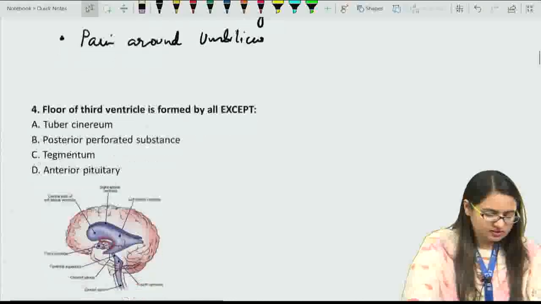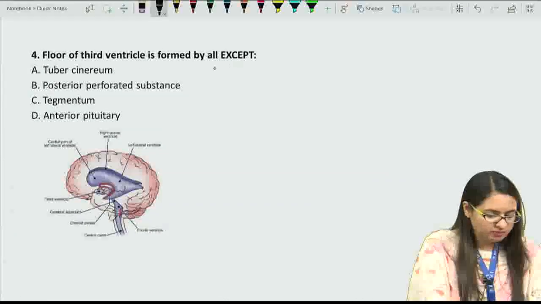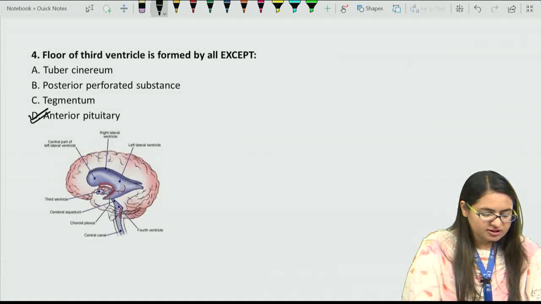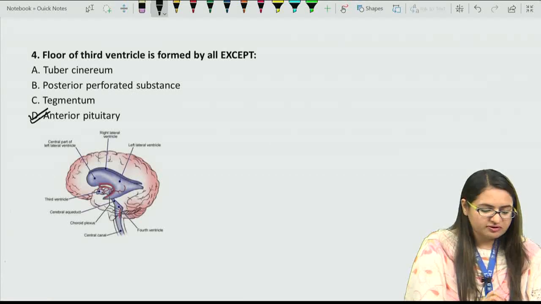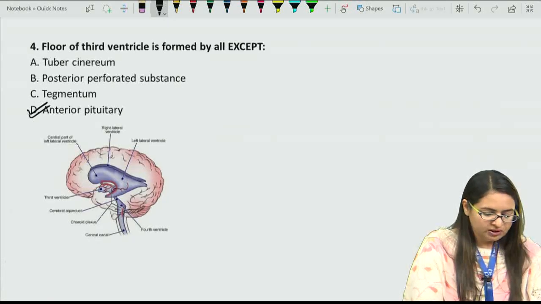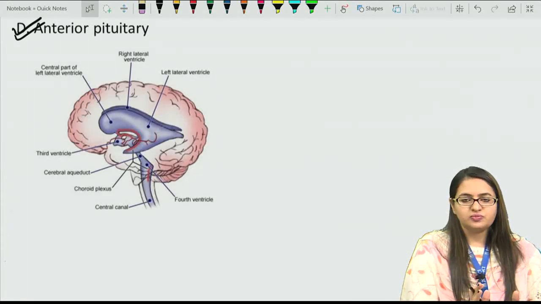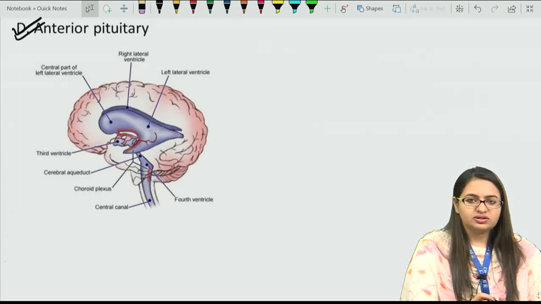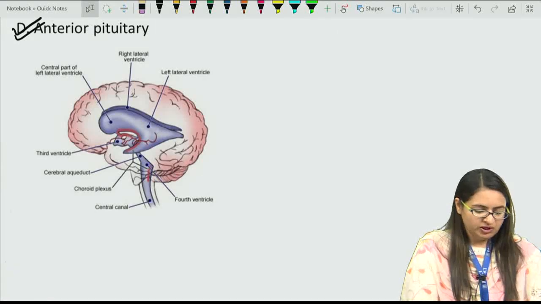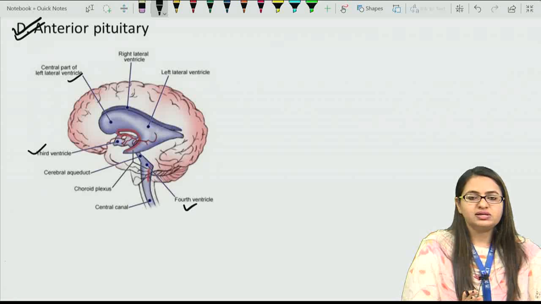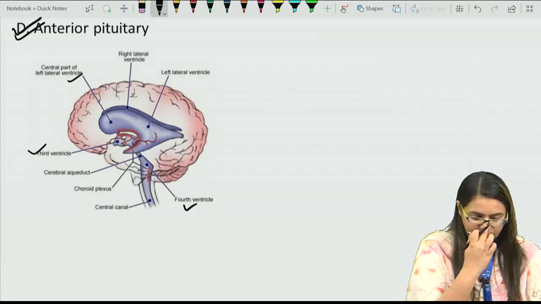The next question says, the floor of the third ventricle is formed by all except. The answer for this question is D, that is anterior pituitary. The rest of the 3 structures are forming the floor of the third ventricle. Now, regarding the ventricular system, we have 2 lateral ventricles present within the cerebral hemispheres. Then we have the third ventricle, which is present between the 2 diencephalon, or we say between the thalamus. Then the fourth ventricle is present between the pons and the cerebellum.